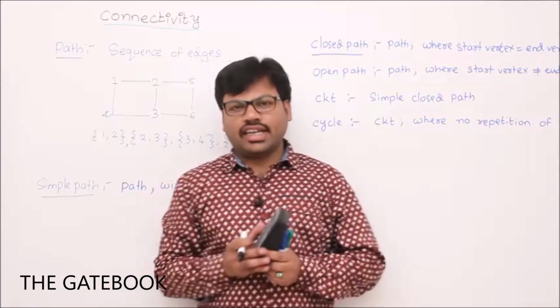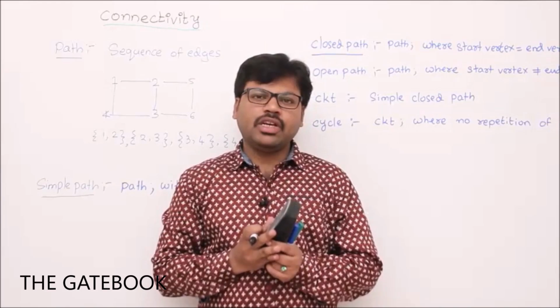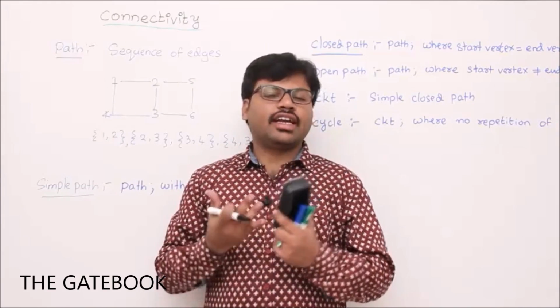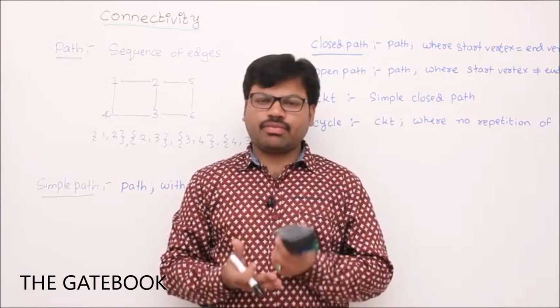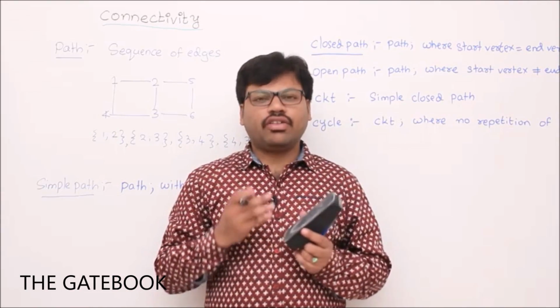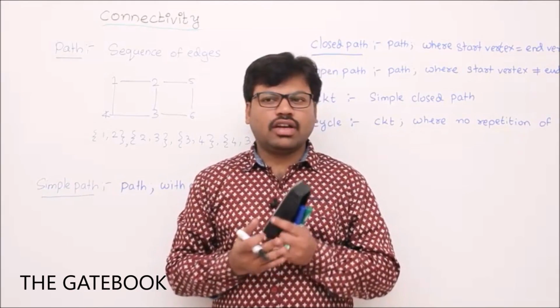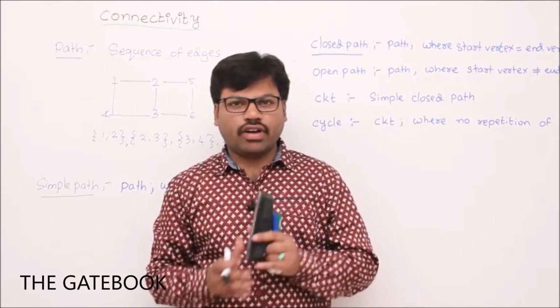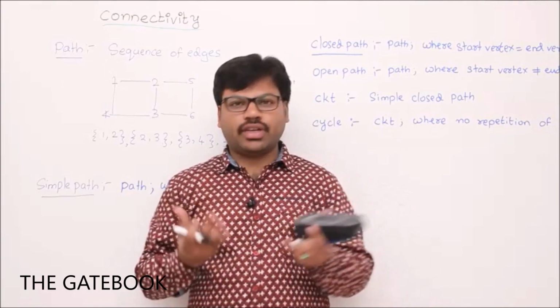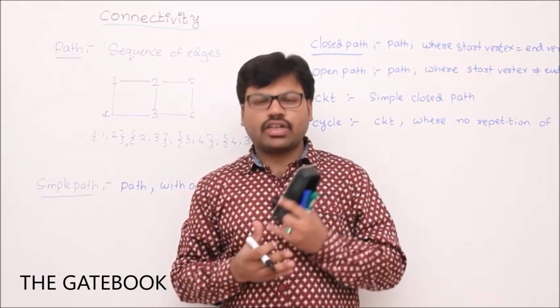Let's talk about connectivity. Connectivity is a very important topic in graph theory. We try to understand connectivity in a very in-depth way. First, I start with basics. Finally, what we are going to do is understand what a path is, what a connected graph is, what a disconnected graph is, and what the properties of connected and disconnected graphs are. So that's the overall idea about connectivity.